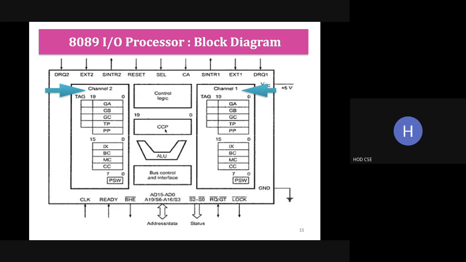CCP contains the address of the memory table, and the ALU is used to perform the arithmetic and logical operations. And we have the bus control and interface unit. Hope you understood this. Do you want me to repeat this block diagram?